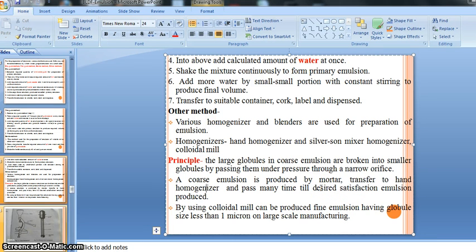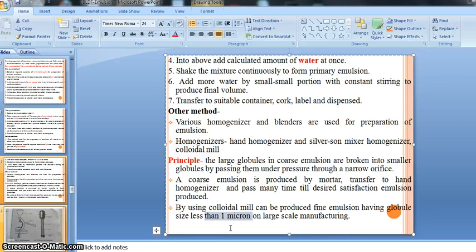By using the colloidal mill we can produce a fine emulsion, right? There is another mill, the colloidal mill, which is one kind of homogenizer. By using the colloidal mill we can produce fine emulsions, and that emulsion possesses a globule size of less than 1 micron, right? If we prepare an emulsion with the help of a colloidal mill, we will get a fine emulsion, and that emulsion has a globule size less than 1 micron.